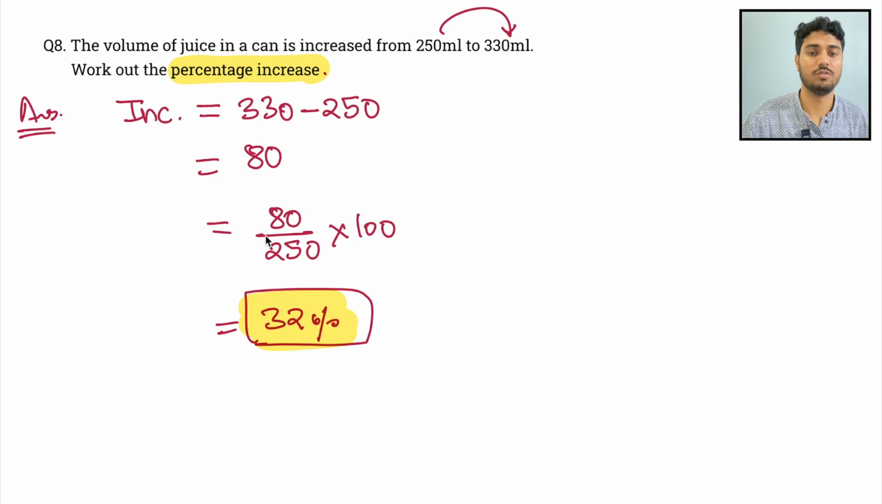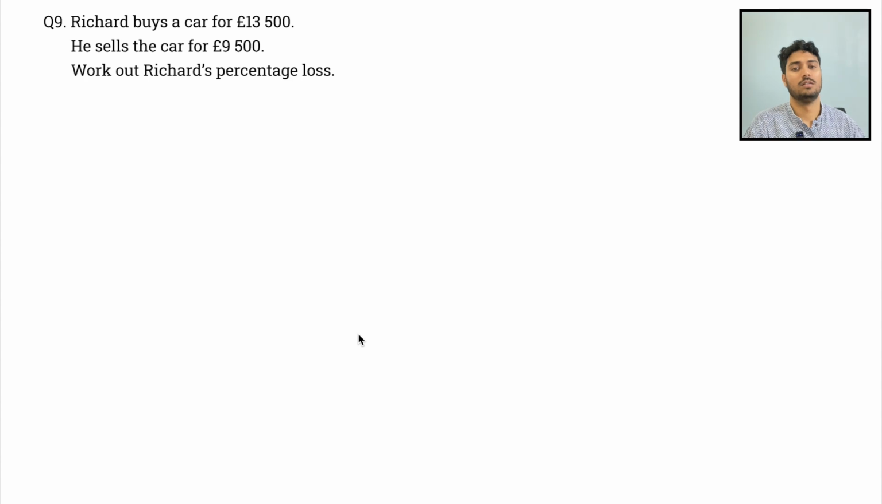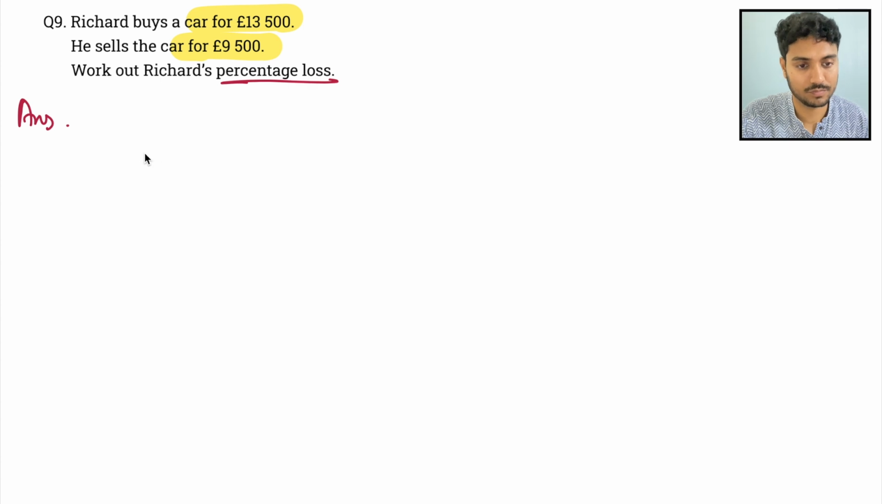I hope this is clear to everyone and you guys are understanding the calculation. Let's move on to question number 9 now. It says Richard buys a car for 13,500 pounds and he sells the car at 9,500. Work out the Richard percentage loss.